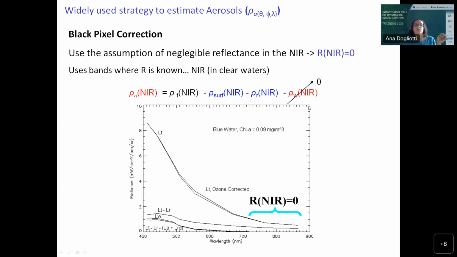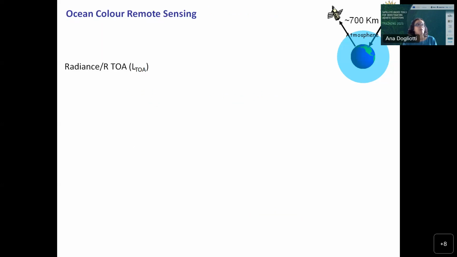So the reflectance from the water is 0 because of this characteristic of the water that it's highly absorbing in the near infrared. Knowing this, we can estimate the reflectance of the aerosols in the near infrared part, and then extrapolate it to the visible part and correct for the aerosols, knowing the shape and type of aerosols using these bands in the near infrared. So that's the basics of what we need for atmospheric correction.